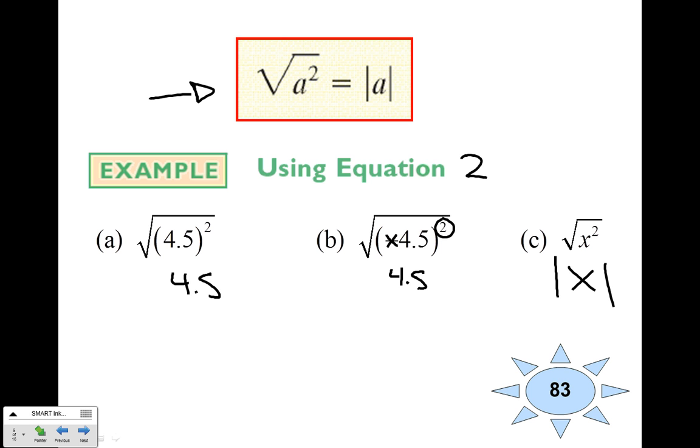And lastly here, the answer to this is going to be the absolute value of x. Got to put the absolute value around that because we don't know if x is negative. What if we found out later that x was negative 3? We don't want to write down negative 3 as our answer. We would want to write down positive 3. Okay, so don't forget that absolute value sign around x. All right, 83 is yours to try.